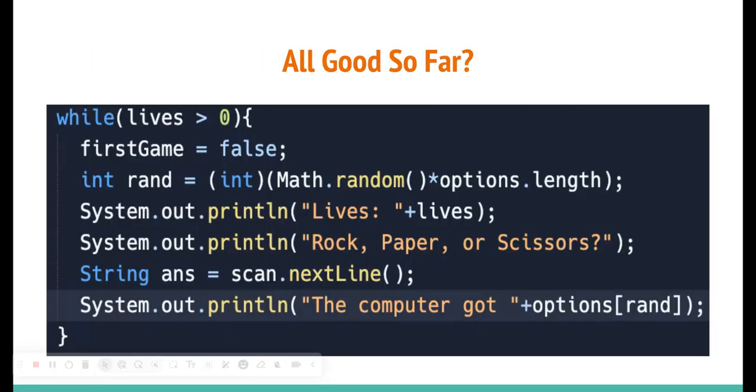Alright, so here's the solution. While lives is greater than 0, you're going to set firstGame to false. You're going to create a random integer for the computer's play. You're going to print the lives, and then print rock, paper, scissors and get the input using scanner. And finally, you're going to print what the computer got. And we're just going to say options of rand, because remember we had the string array options. So we can just use rand as the index to print out whichever string it happened to choose.